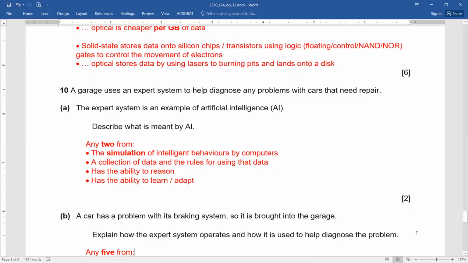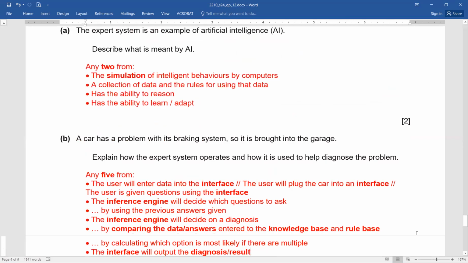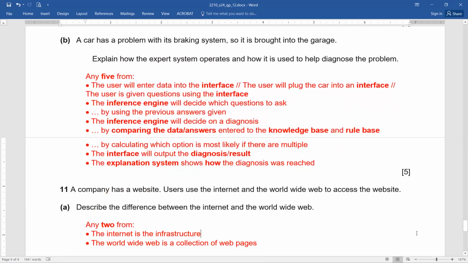A car has a problem with its braking system, so it is brought into the garage. Explain how the expert system operates and how it is used to help diagnose the problem. Now, it's a 5-mark question. Now, they're asking you, how will you attempt this task? How will you do it?